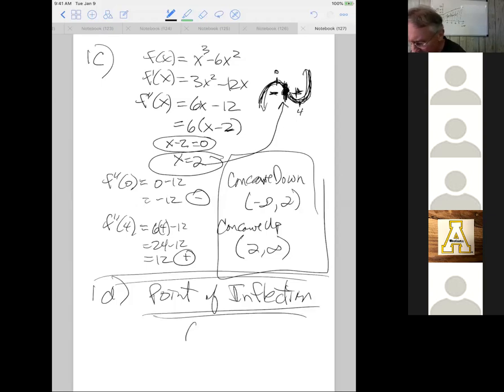And the point of inflection occurs at f of 2, which turned out to be 2 to the third minus 6 times 2 squared, which is 8 minus 24, which is negative 16. So the coordinates end up being (2, -16).